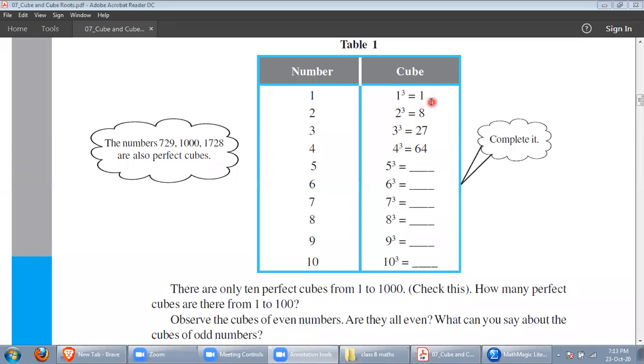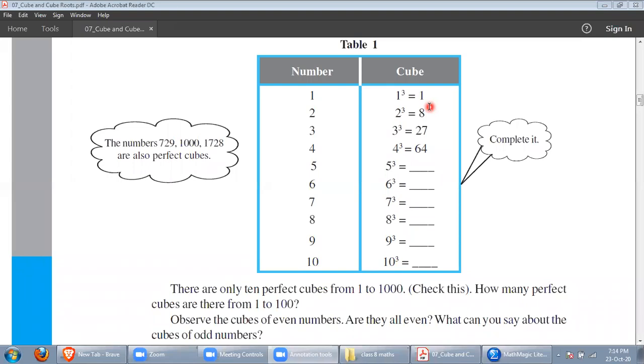Like 1 is a perfect cube, but 2 is not a perfect cube. 3 is not a perfect cube. 4 is not a perfect cube, because there is no natural number which when multiplied 3 times gives you 4. So 4 is not a perfect cube.